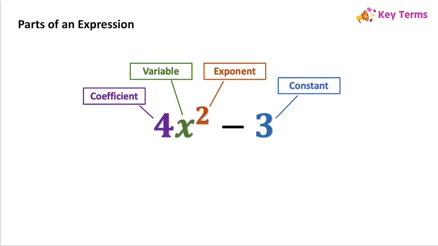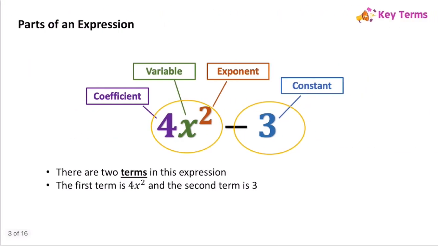The exponent tells you the power of any term. So in this case, we have x raised to the second power. The constant term is whenever you see a number that's by itself, okay? So in this case, 3 would be a constant term. So notice that this expression, 4x squared minus 3, has two terms in it. Also notice that the first term is 4x squared, and the second term is 3.